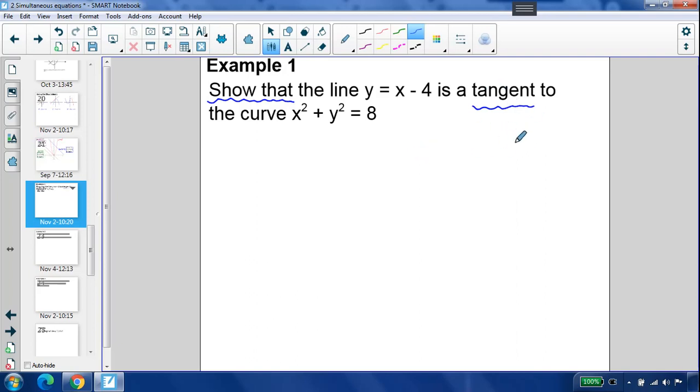Well, if it's only touching at 1 point, then we know that the discriminant of the resulting quadratic is going to be equal to 0. So I'm going to be using that information when I get to that point and calculating the discriminant and showing that it's equal to 0. Therefore, this line is a tangent. So let's start, first of all, by substituting equation 1 into equation 2.